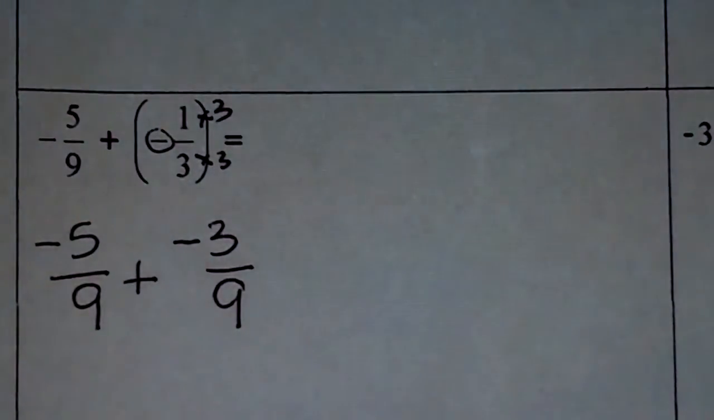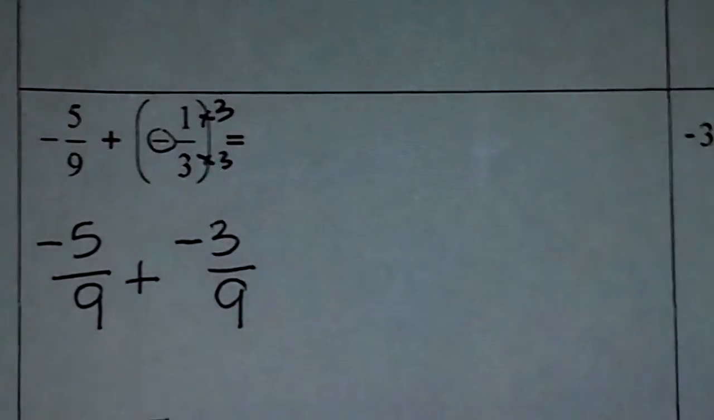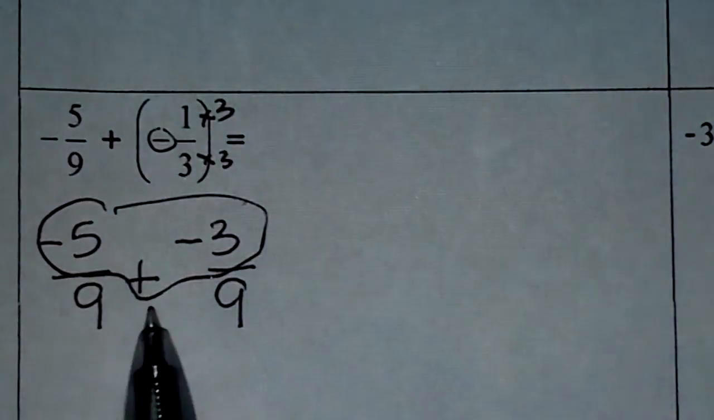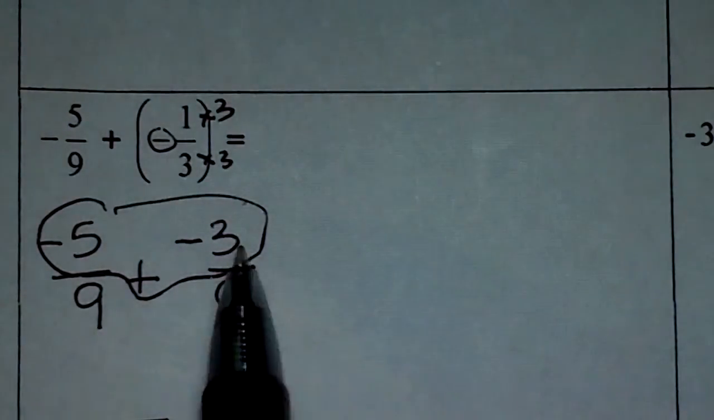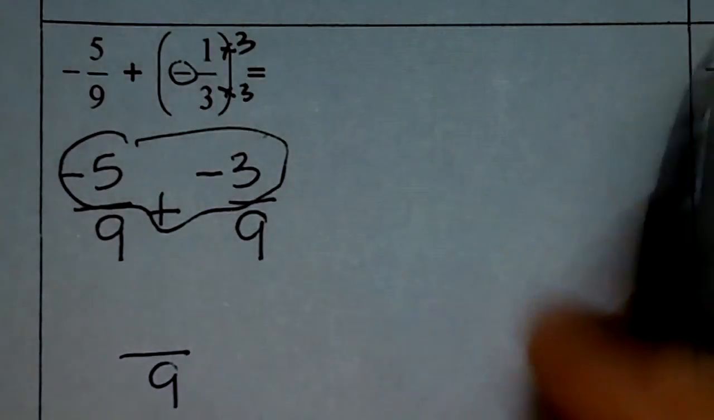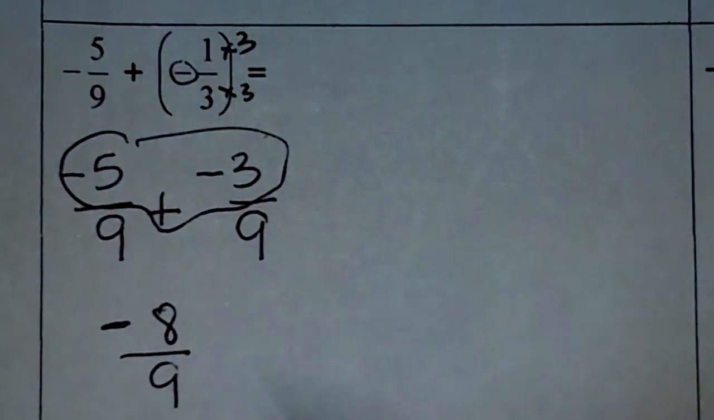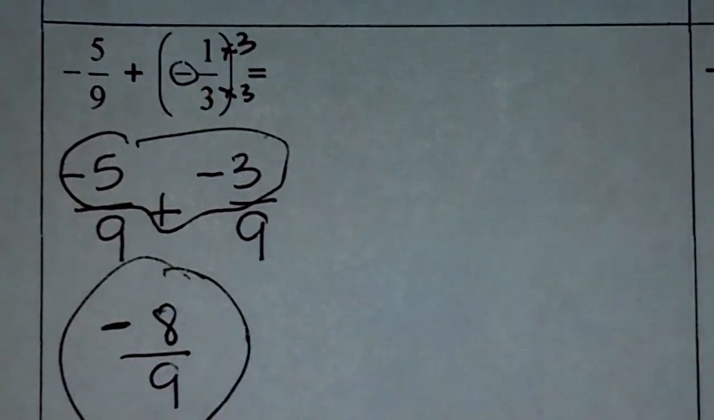All right, so now it's an addition problem. It has common denominators. You just bring over your denominator, and we're supposed to add the numerators. So I'm left with a negative 5 plus a negative 3. When you're adding and you have the same sign, you add the digits, you keep the sign. So there you have it, negative 8/9. That can't be simplified because there's not a number other than 1 that goes into 8 and 9.